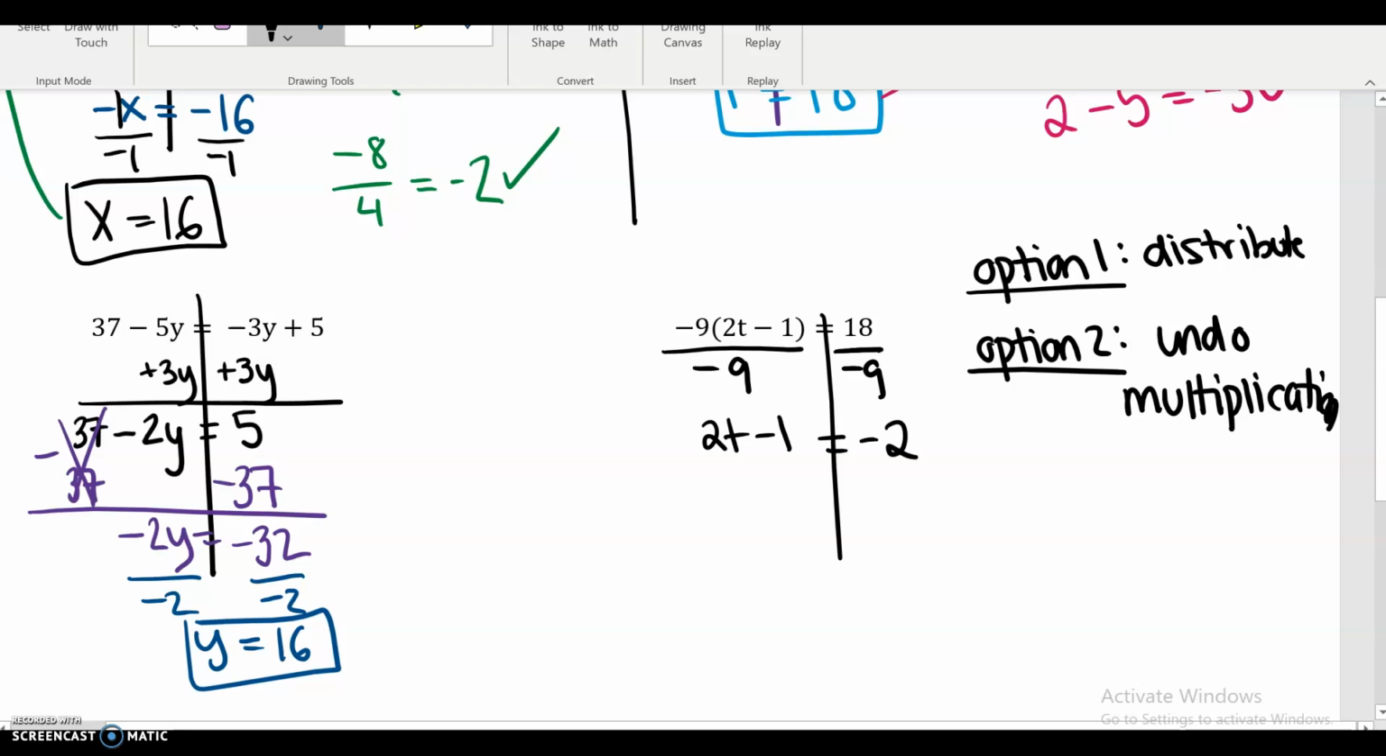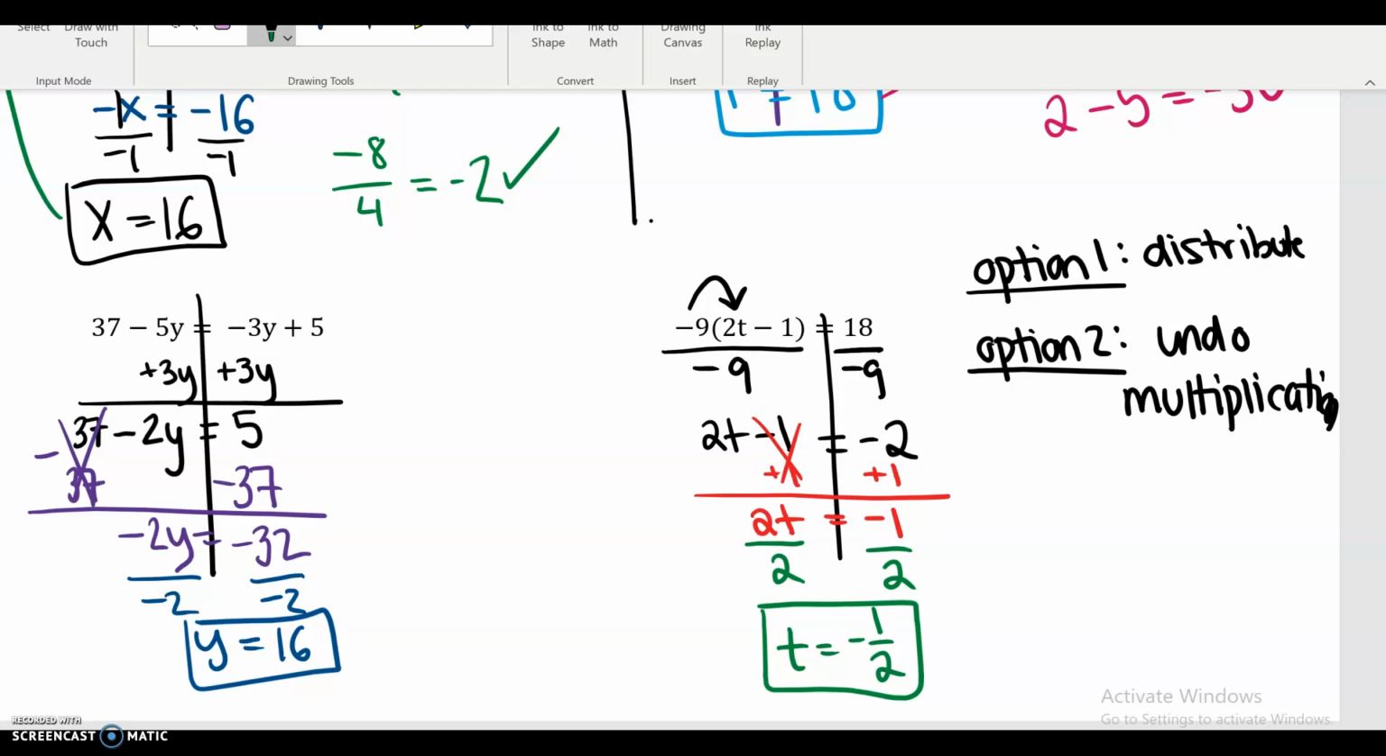Again, you could have distributed, but if you do that, you're going to get the equation negative 18t plus 9 equals 18, which is totally fine. It's also a two-step equation, but these numbers are bigger than these. So you have to choose which one. Either one will get you the same answer at the end. With that said, no matter which method you choose, I'm going to have you try solving this from here and see what you get for t. Get t by itself, and I'll come back with the answer shortly.